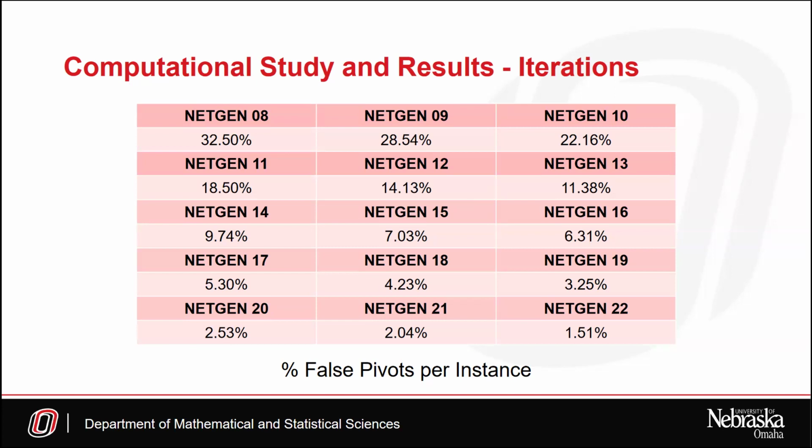But what was found was that for larger problems, as you got larger, the number of false pivots decreased. And I believe for the smaller problems this is why the double pivoting method was slower than the single pivoting method. It did all this extra work for nothing. It did all this computational work for nothing.